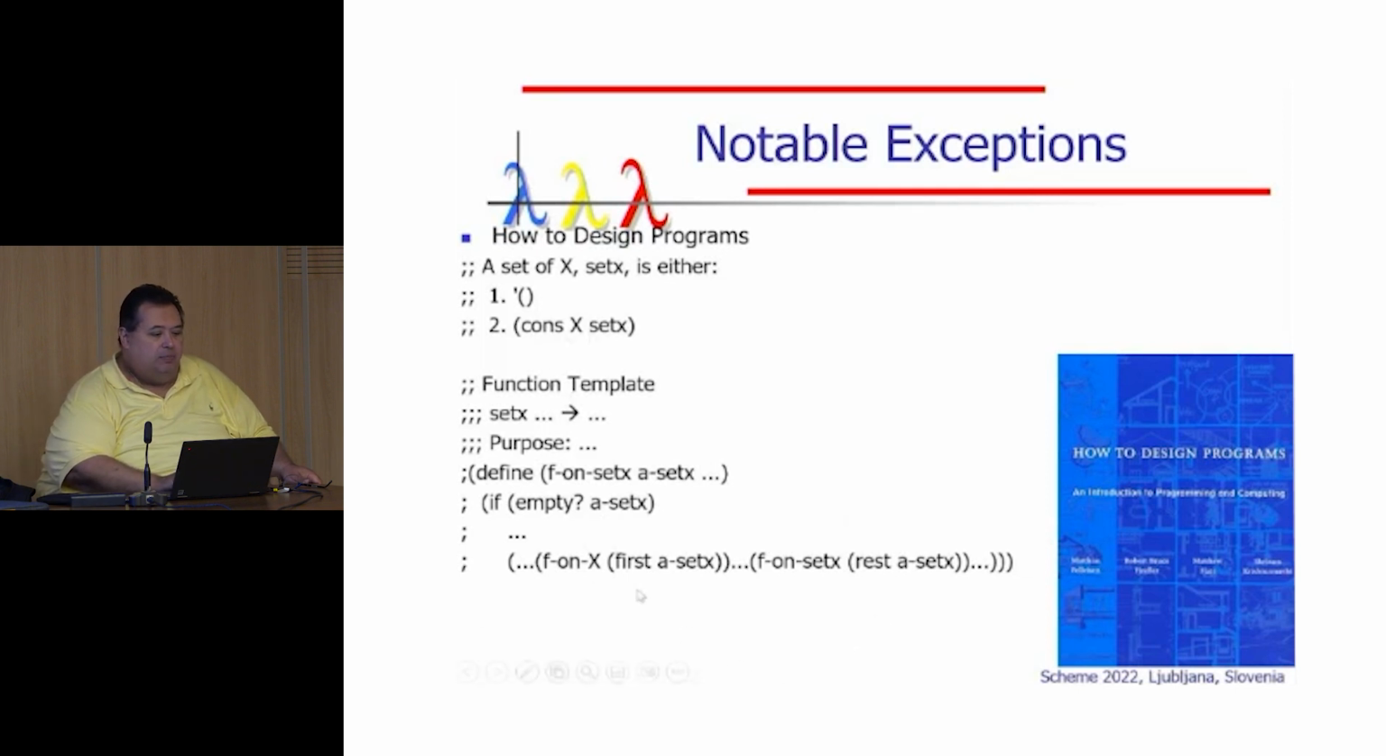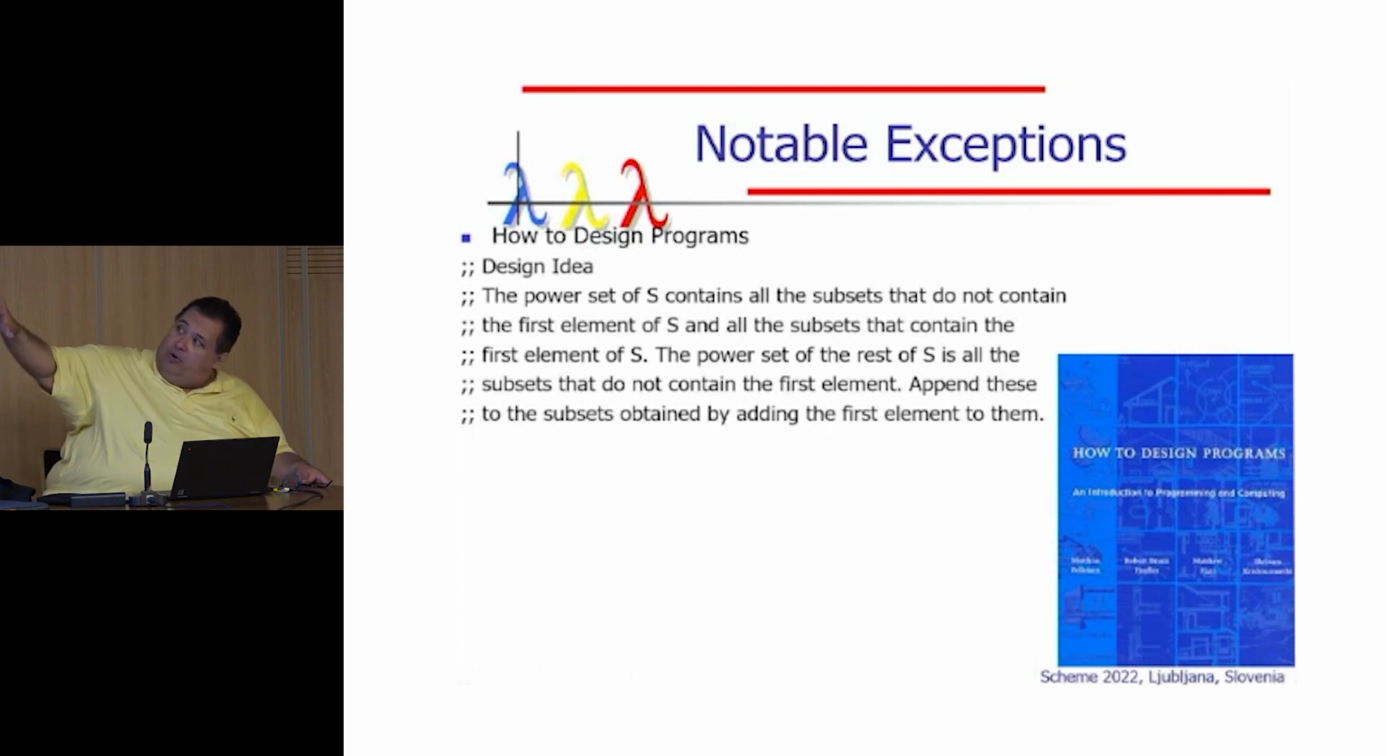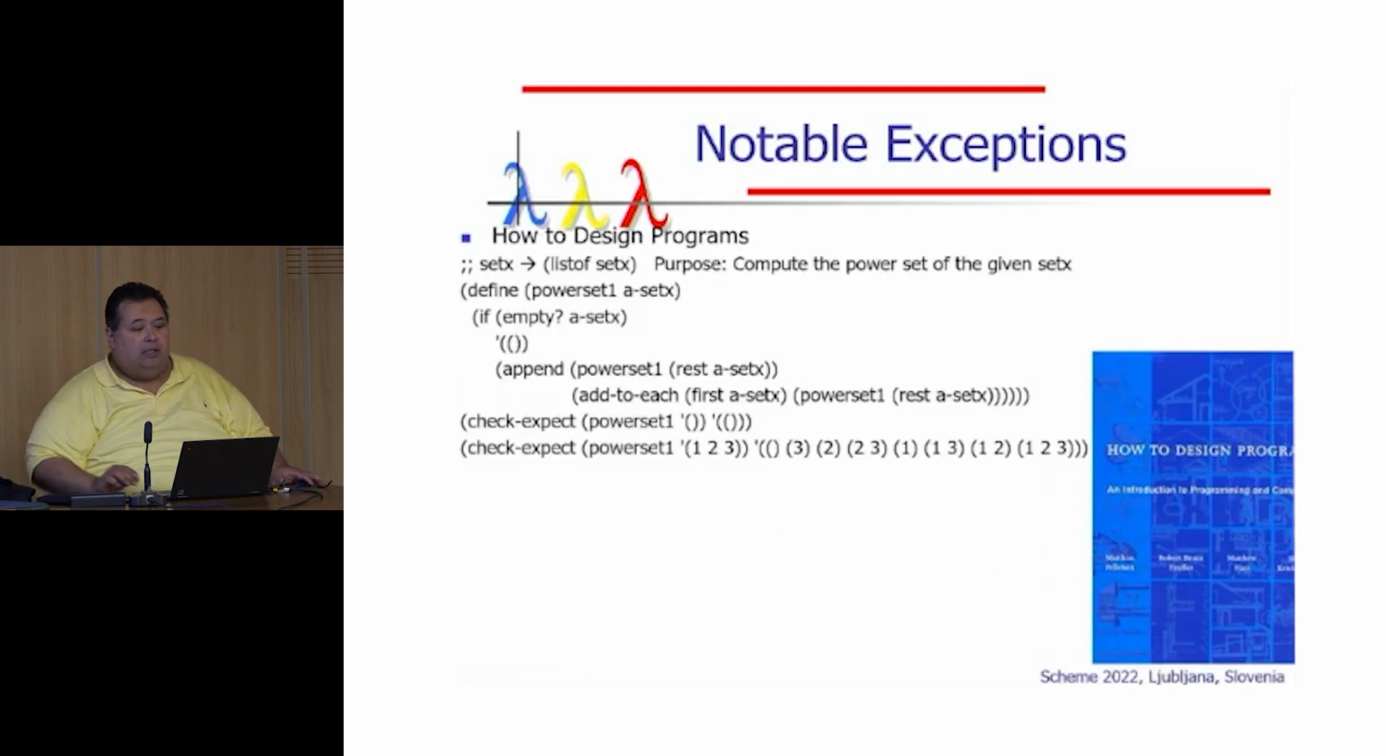You have something of type X, call an auxiliary function that processes X. And then the self-reference is a recursive call. And then the name of the game, of course, is what? Specialize the template for whatever problem you're trying to solve. So a lot of focus on design idea. You have to explain how you're going to compute the power set. Give an explanation. And once you do that, you write a function that might look like this.